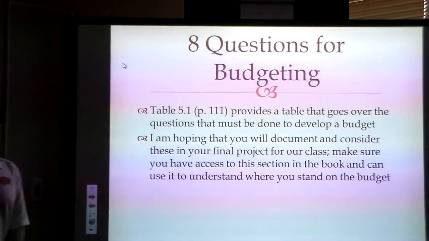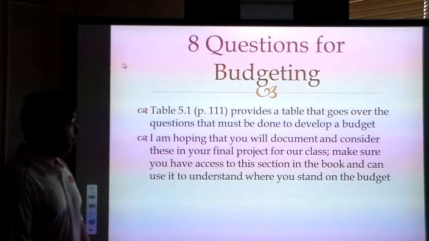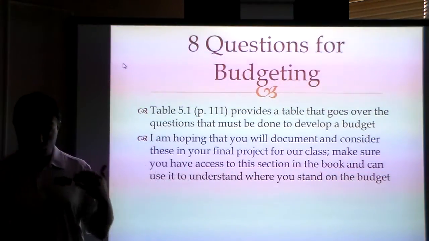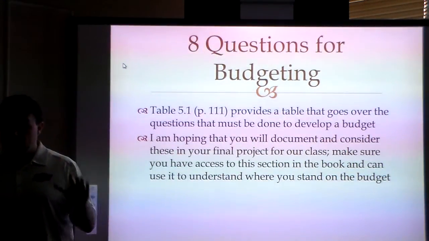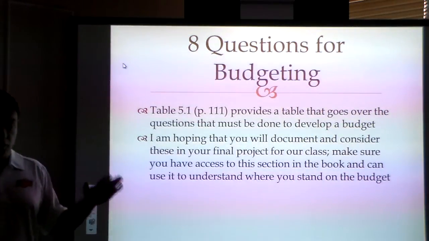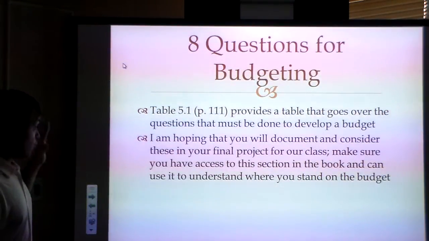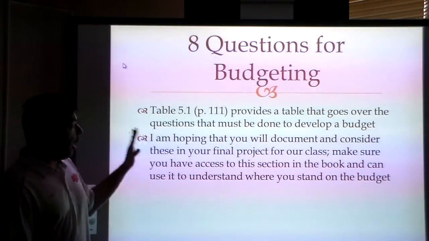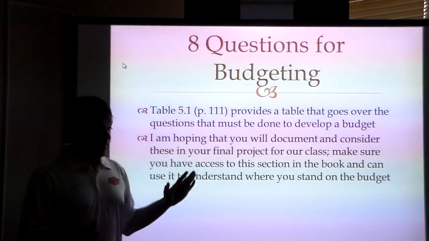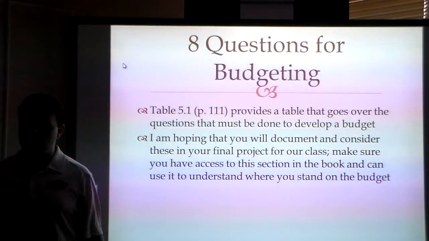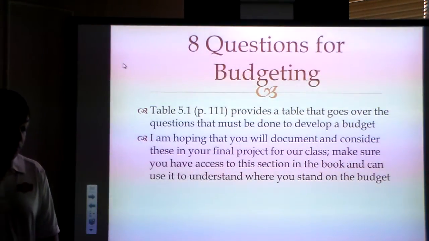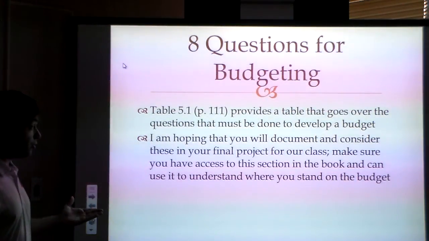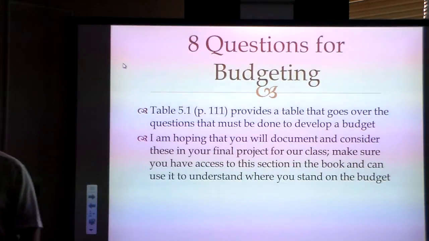So the table on page 111 gives you questions that must be done to develop a budget. We're going to go over each one of these one at a time. This is something that I want you to consider for your final project in class. This is one of the reasons why I chose this book to complement Money in Schools, because this really will help you with your final project. This kind of lets you get your decision on where you stand on the budget, which I think is important, because at the building level, you can make decisions. Obviously, you have regulations, but you're able to make decisions on what can benefit and what can help you.